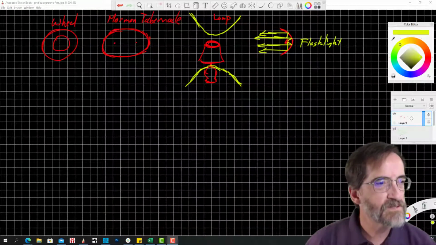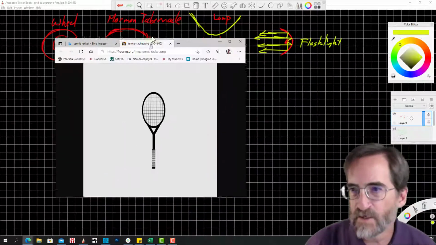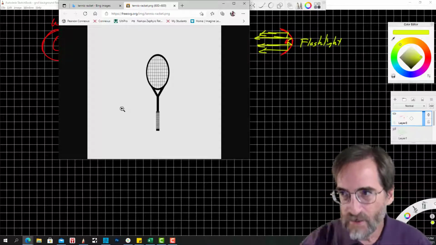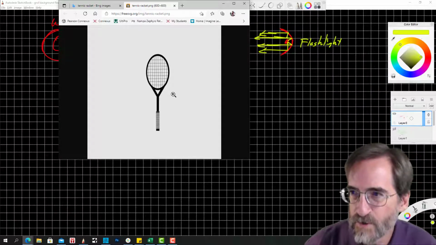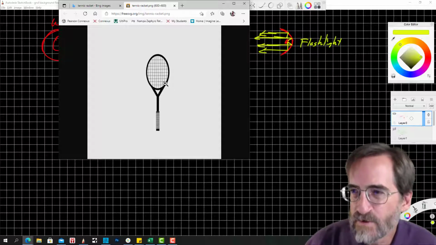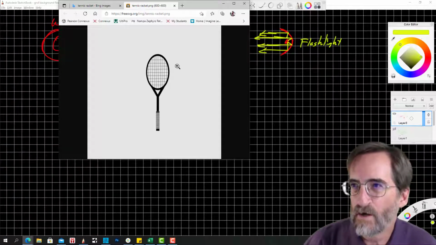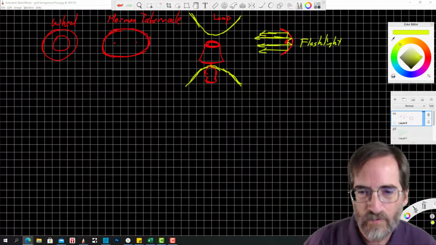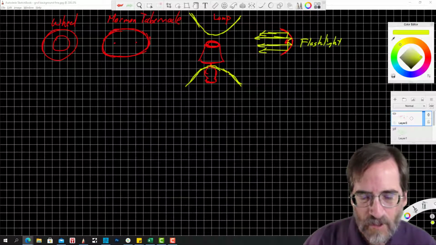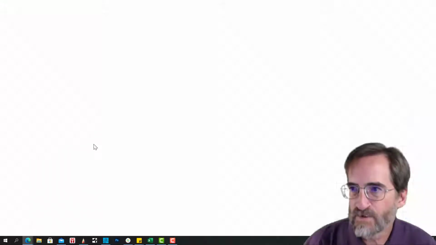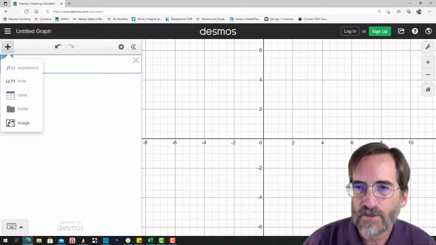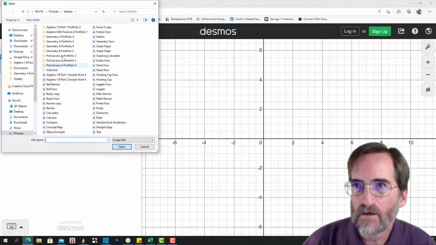All right, I've done a little bit of searching and I found a nice picture of a tennis racket. Actually, I think it's a badminton racket. It'll serve as an ellipse here. We're interested in fitting this to an equation. So I've saved the file, using the snip tool. What I'm going to do is open Desmos, desmos.com/calculator. Click plus and click image, and it allows me to select an image.